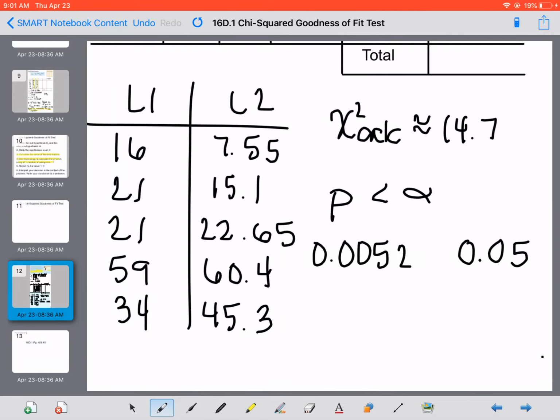So in this case, 0.0053 is less than 0.05, so we are going to reject H sub 0, which means that we can conclude the course should be adjusted.